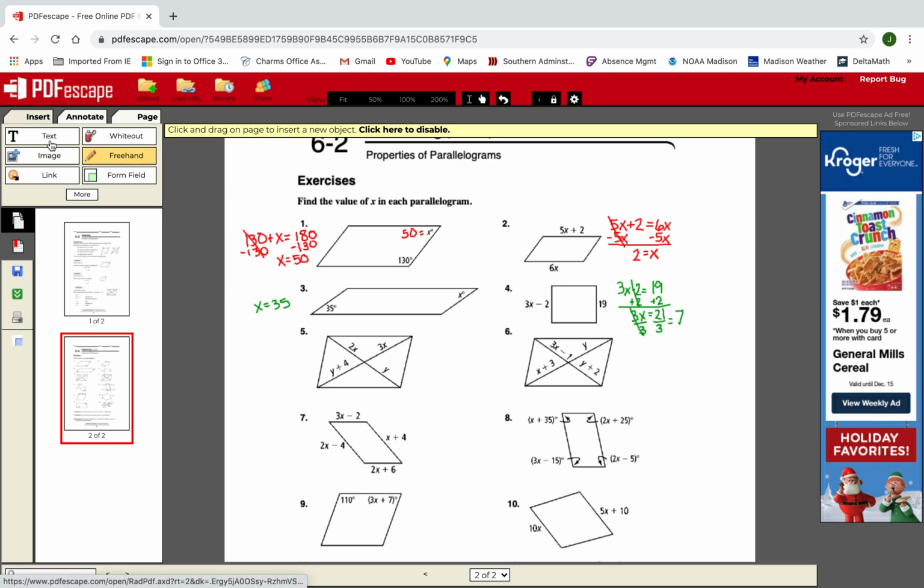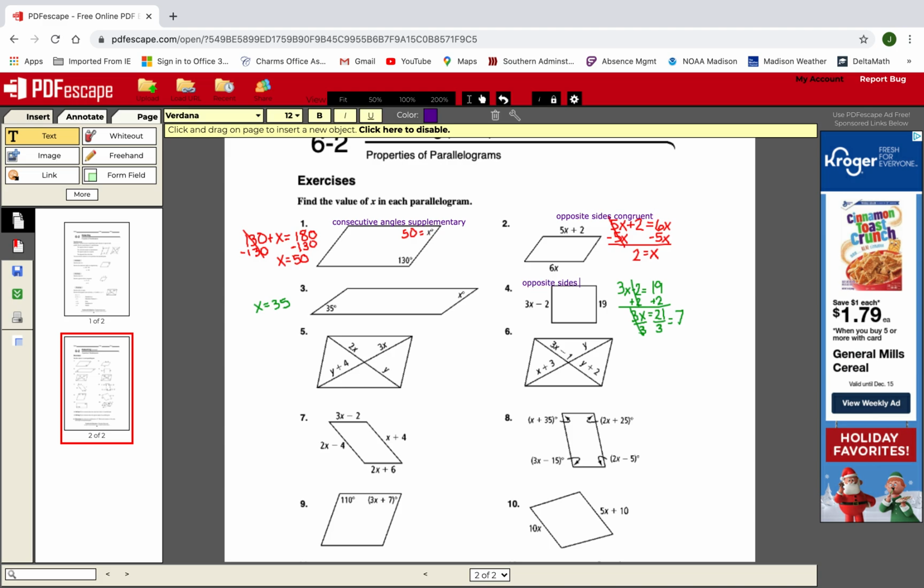I want to go back and add some notes here before we get too much further. So I'm going to switch to purple and type in some notes here. All right, so this first problem we were able to work because we know that consecutive angles are supplementary. Okay, and the second one, we know that opposite sides are congruent. Opposite sides congruent. That's how we solved that one. That's also how we solved number 4. Go ahead and put that note down here too.